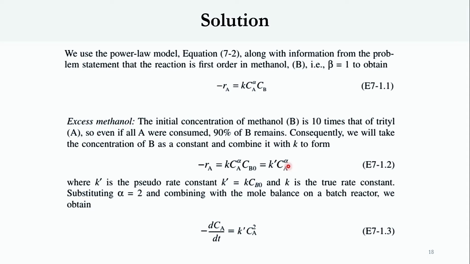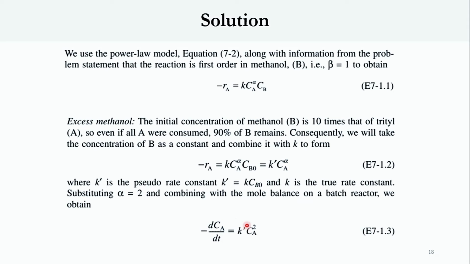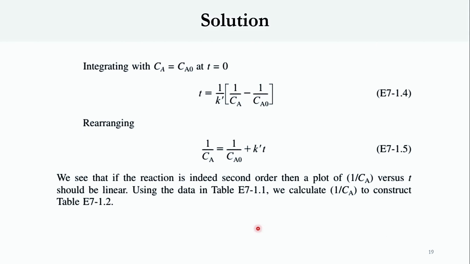Now we put alpha is equal to 2 because in the statement it has been given to us to use the integral method to confirm that the reaction is second order with regard to the species A. So accordingly, we put alpha is equal to 2. Accordingly, this equation will become minus Ra is equal to K prime Ca raised to power 2. And we know minus Ra is equal to minus dCa over dt, as we have derived multiple times in our previous lectures. So minus Ra is equal to minus dCa over dt, and that is equal to K prime Ca square.